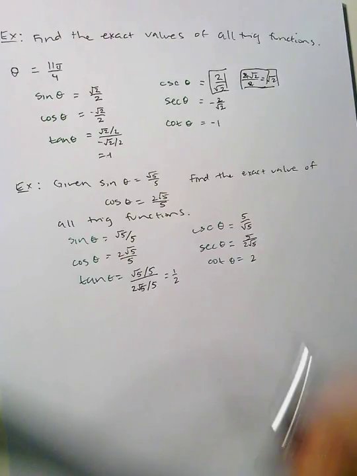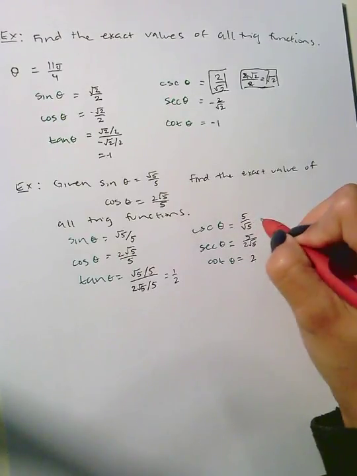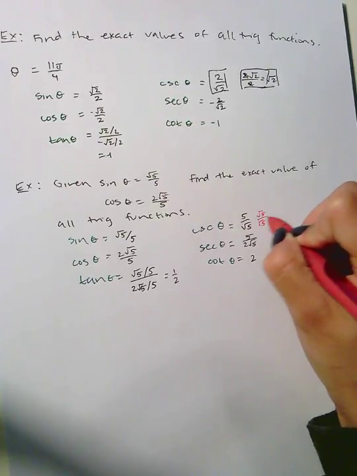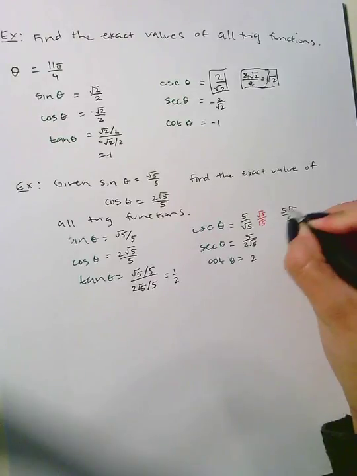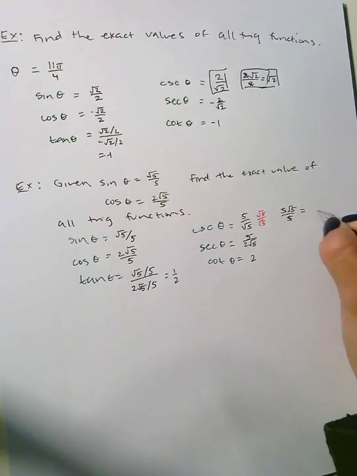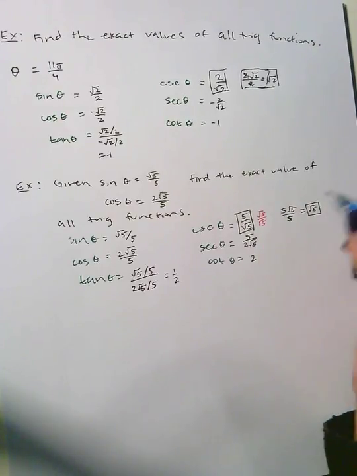So if I did want to rationalize cosecant of theta, multiply the top and bottom by radical 5. Then I'm going to get 5 square root of 5 over 5. If we simplify, the 5's are going to cancel and you get back radical 5. So one possible answer is 5 over radical 5. Another possible answer would be square root of 5.